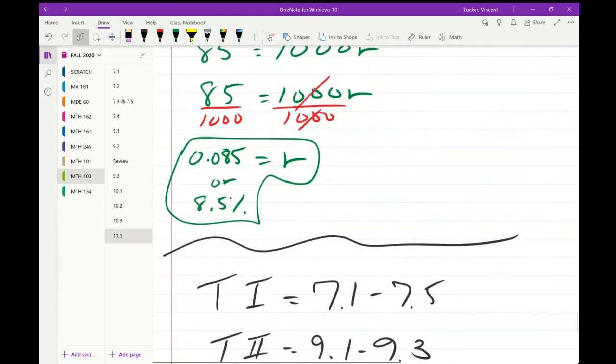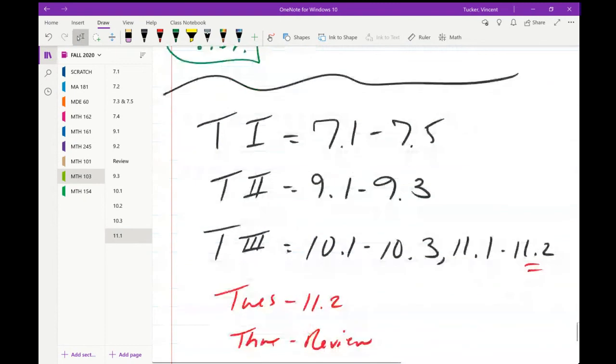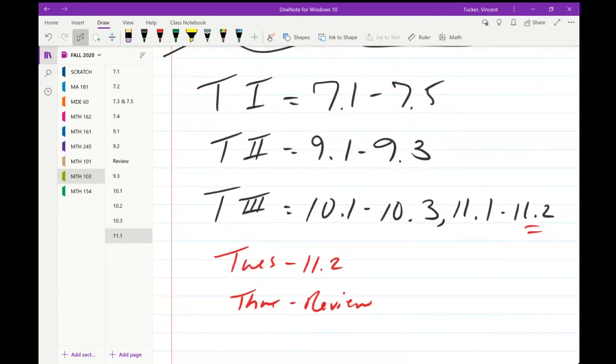I think this is the last one. Yep. So, looking at closing out what we've done up to this point: Test 1 covers 7.1 through 7.5 and 7.137.5. Test 2 is 9.1 through 9.3. Test 3 will be 10.1 through 10.3 and 11.1 through 11.2. So next class, for us, it will be Monday. We'll discuss 11.2. And if we finish, then we'll be good to go for Wednesday review. If not, we'll finish up and review on Wednesday.